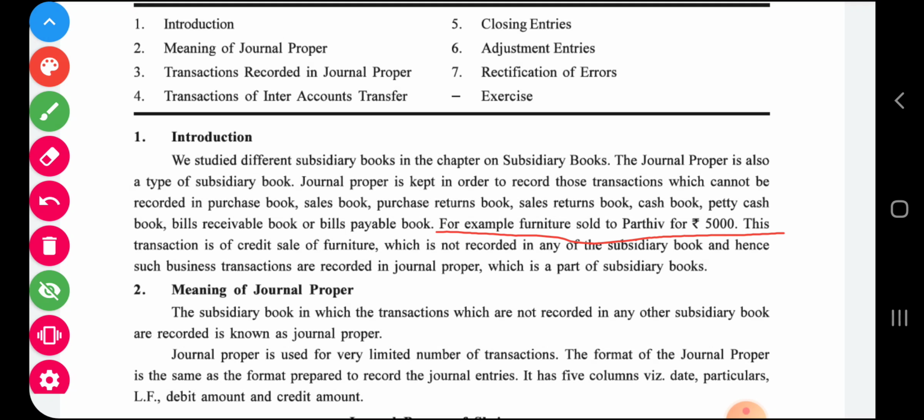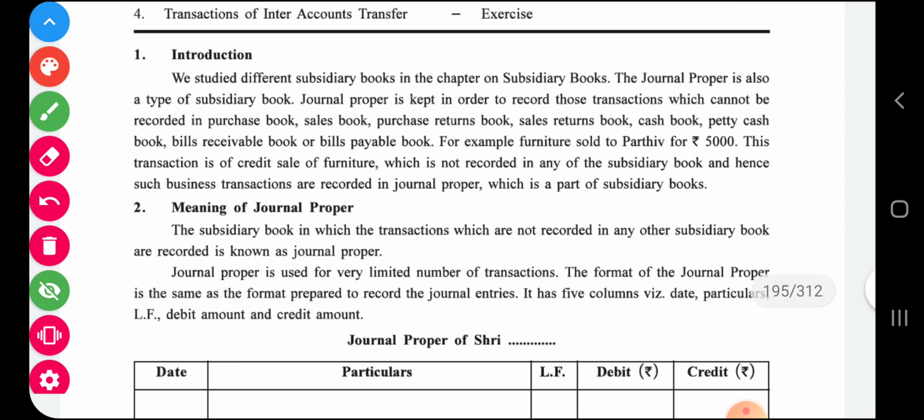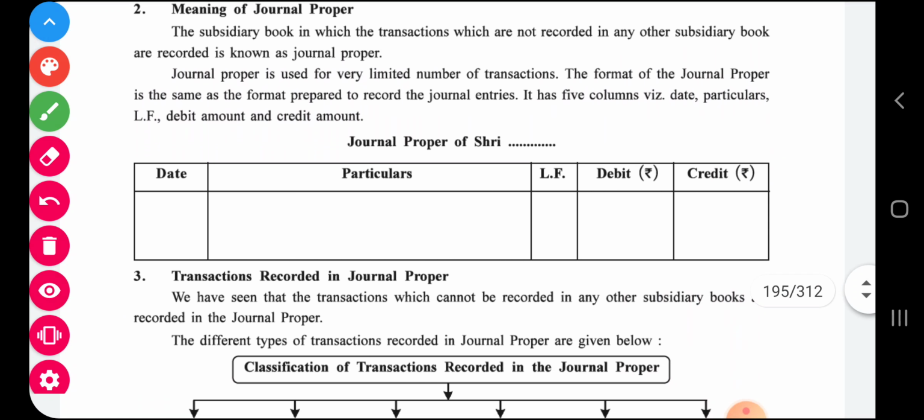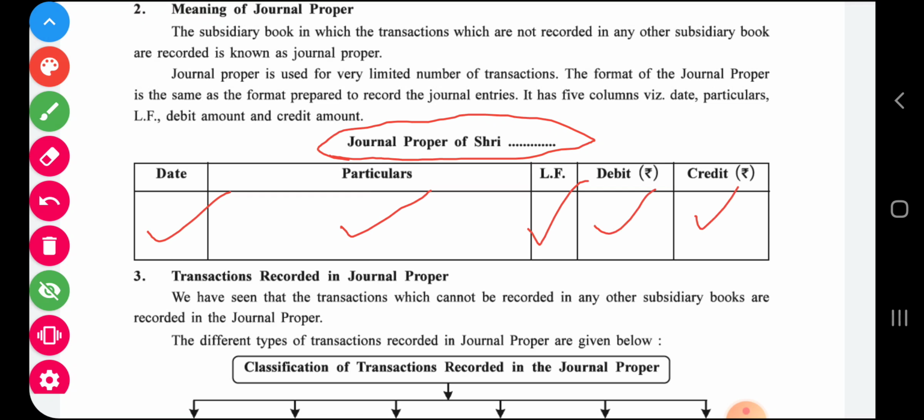Okay. So, what is the meaning of journal proper? The subsidiary book in which the transactions which are not recorded in any other subsidiary books are recorded is known as journal proper. Journal proper is used for a very limited number of transactions. The format of journal proper is the same as the format prepared to record a journal entry. It means there is no difference as far as the table is concerned. You can see the table of journal proper is the same as the table of journal. That means there is a date column, a particular column, LF, debit and credit. You will not find any variations in the format of journal proper.